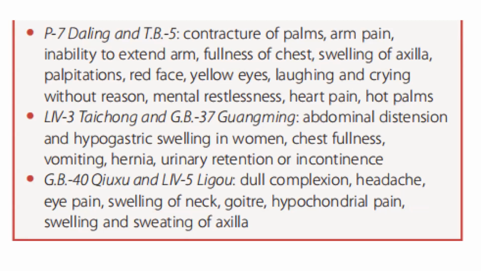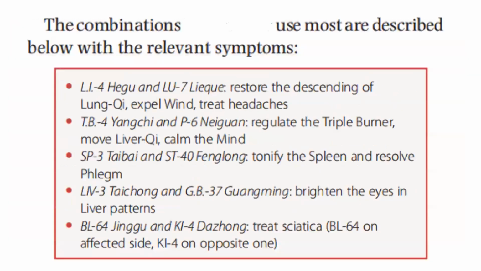Liver 3 and gallbladder 37 can be used to treat abdominal distension and hypogastric swelling in women, chest fullness, vomiting, hernia, urinary retention, or incontinence. Gallbladder 40 and liver 5 are for dull complexion, headache, eye pain, swelling of neck, goiter, hypochondrial pain, swelling and sweating of axilla.